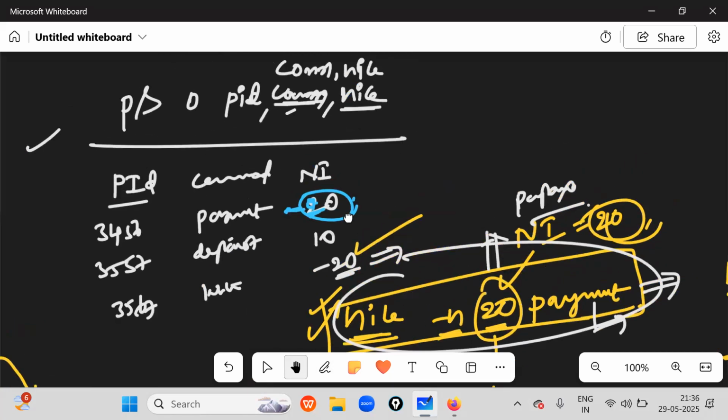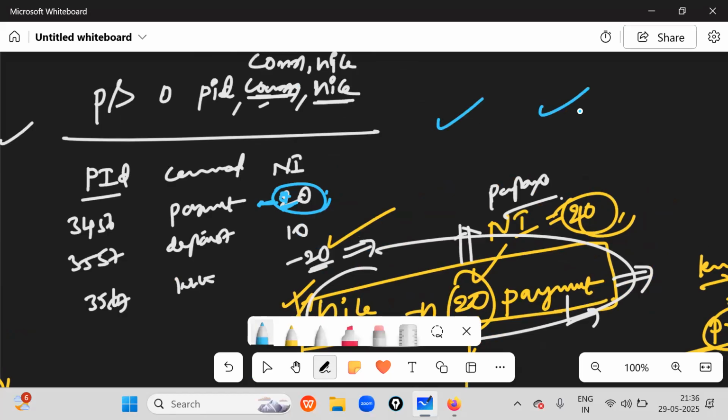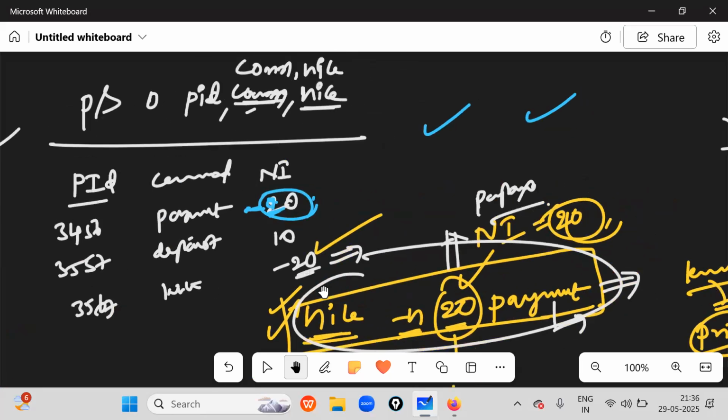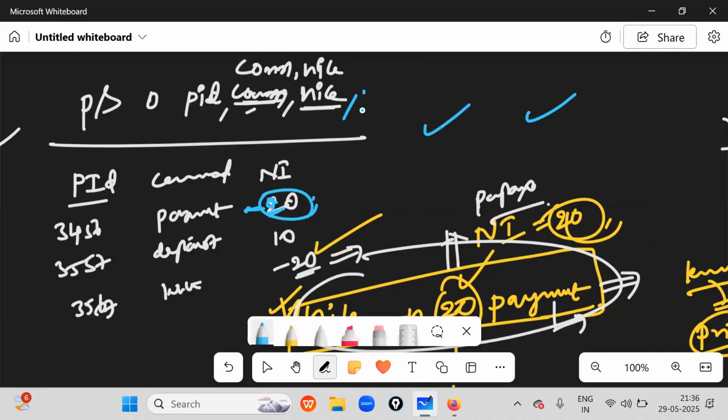Sir, but you are telling about nice value and priority value. How should we display the priority value? Simple, just add a comma, priority.